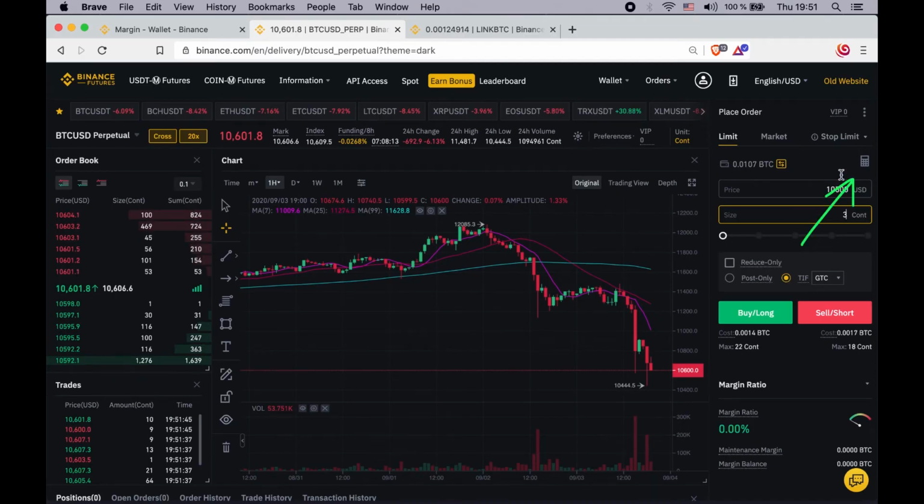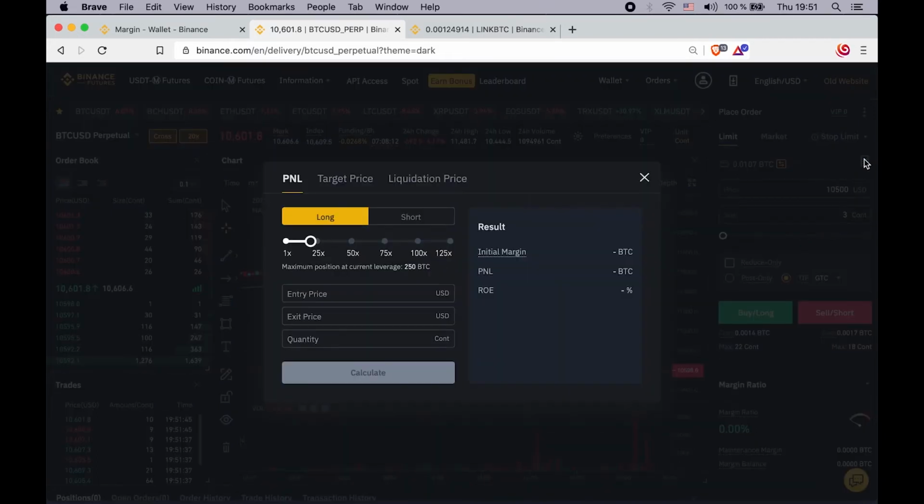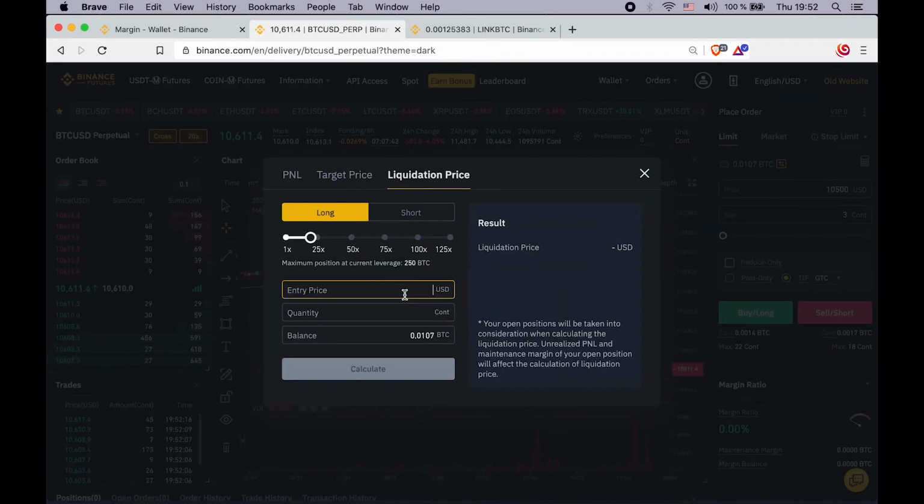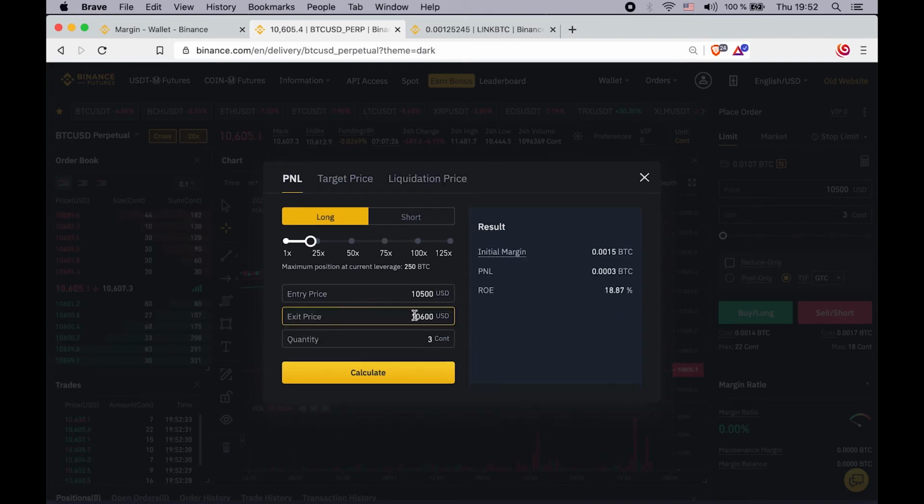Here we have the position calculator. Here we can see that if we take 10 contracts at 25x leverage at this price, we will have a liquidation price around 9,400, 9,500 bucks. And by the way, when you press buy long or sell short on Binance, you will not see this kind of tab like on Bybit or even BitMEX. So you should manually open the calculator and manage your risk before you open a position, because when you click on buy or sell, your position will open instantly.